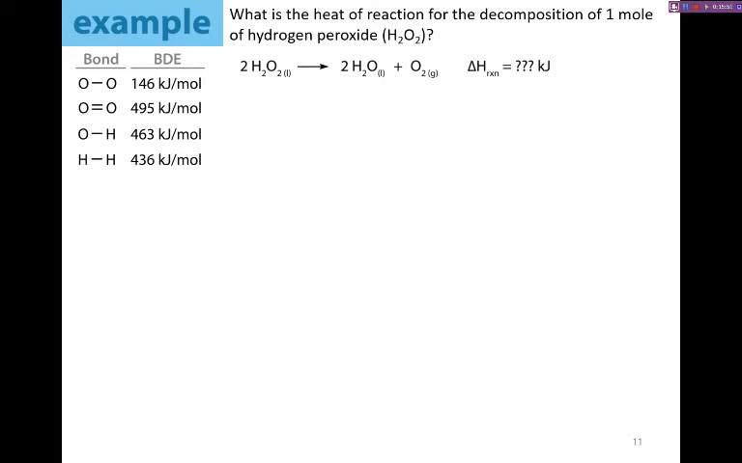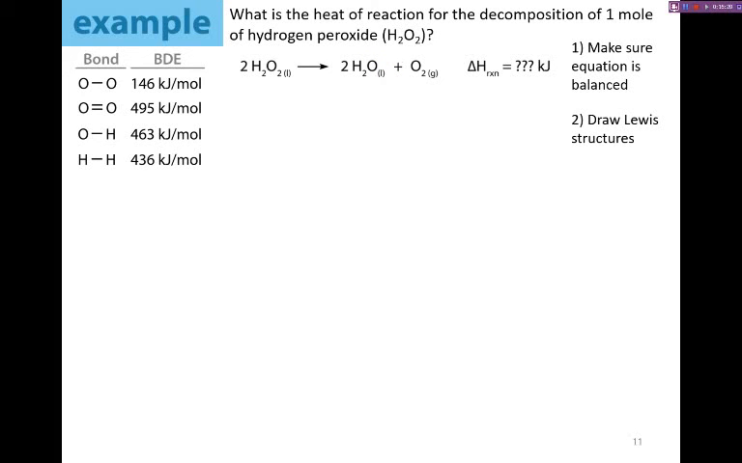So in this case, we're looking at the decomposition of hydrogen peroxide. You're given the bond dissociation energies, and we want to find what's the enthalpy of the reaction. First thing to do is make sure that your equation is balanced. We have 4 hydrogens on the left and 4 on the right, 4 oxygens on the left, and 2 4 on the right. The next step is to draw the Lewis structures.